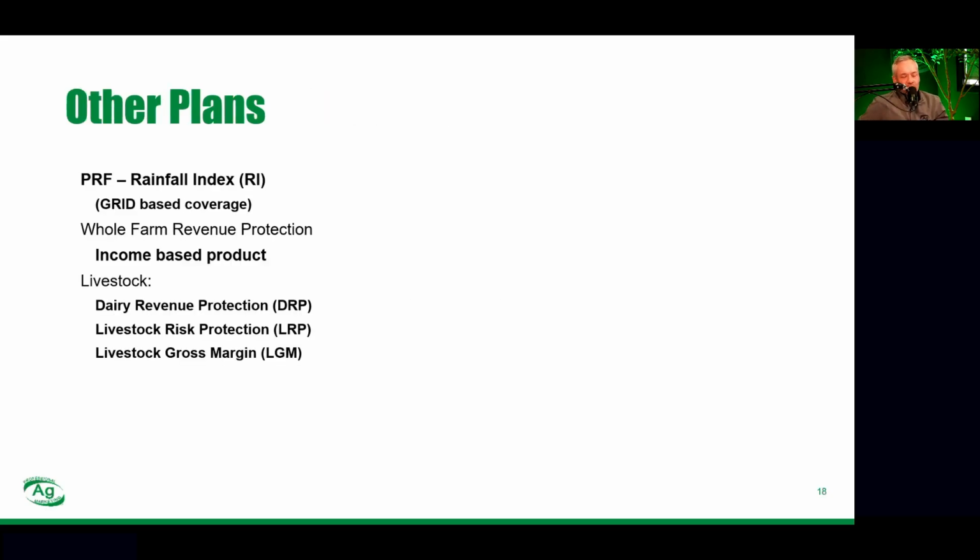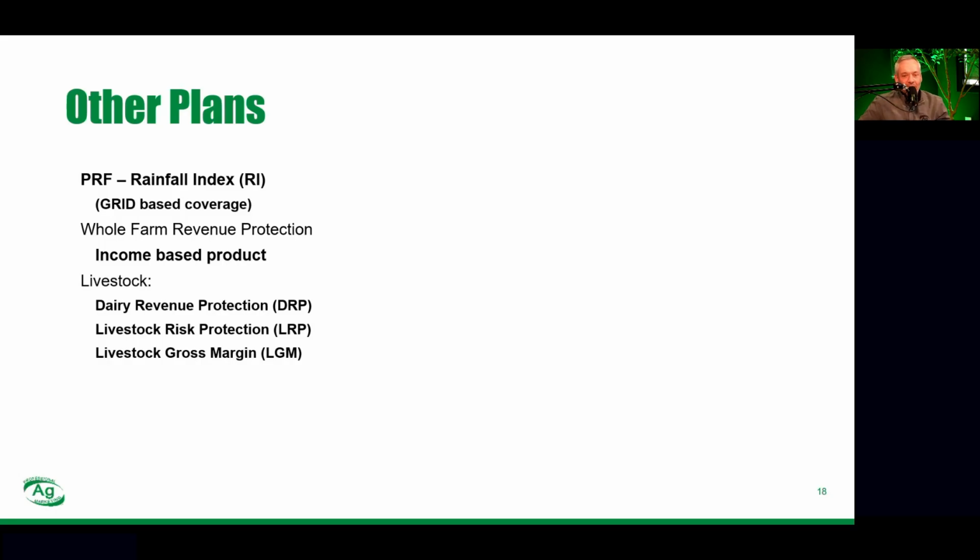A few of the other ones: we talked a little bit at the beginning about the growth in the forage insurance acres and pasture. Most of that has been driven by the PRF policy, pasture, rangeland, and forage being the acronym there.